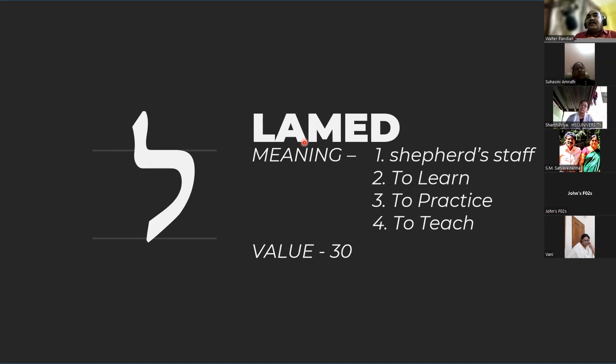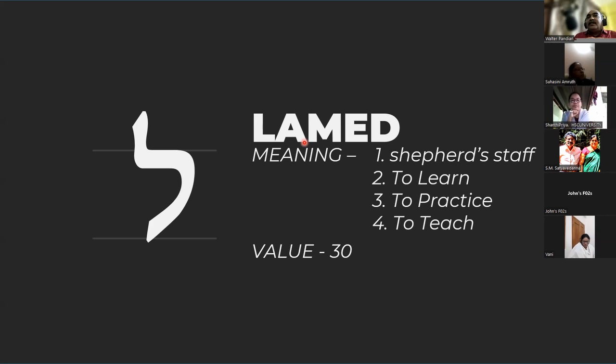Everything in the meanings is very important, you know. Lamed teaches us a lot. Every alphabet will teach you something. Lamed has four meanings. One is shepherd's staff. Second, to learn. Third, to practice. And fourth, to teach.